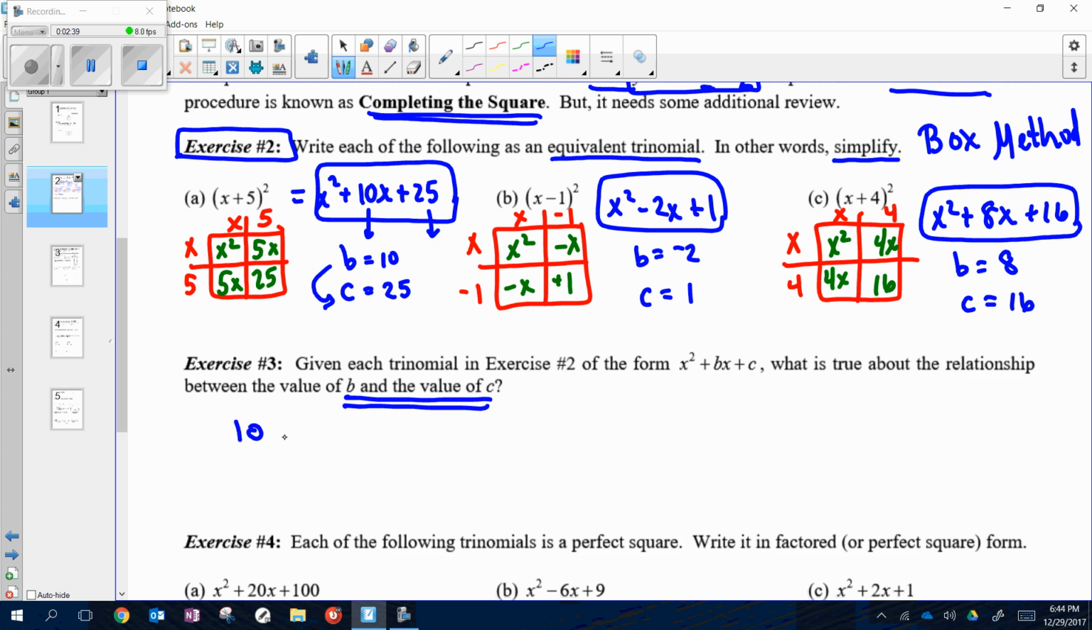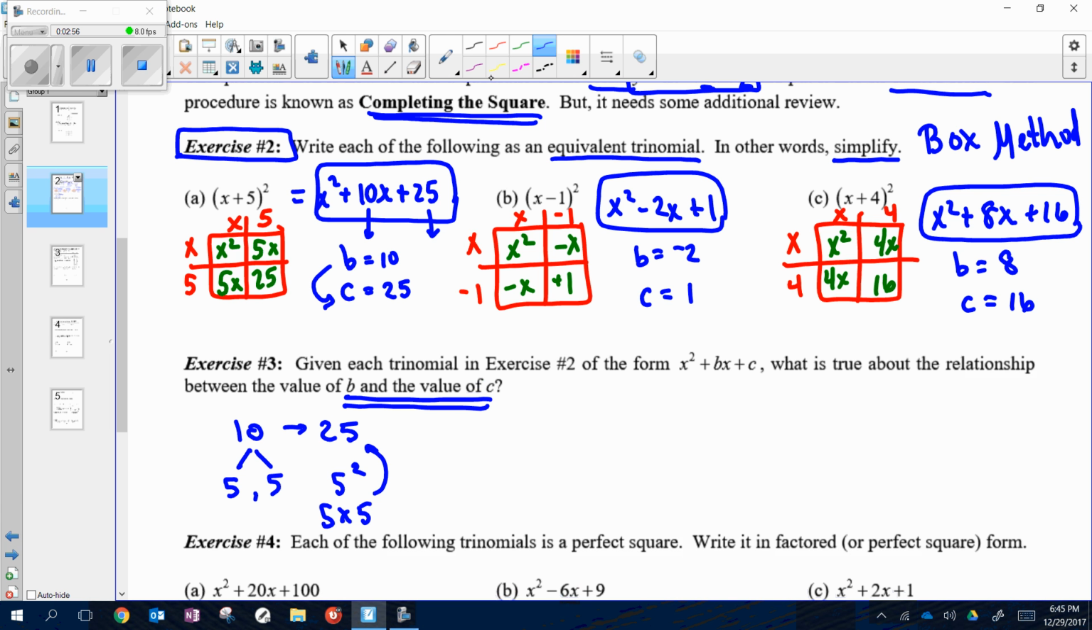Okay, so let's look at b to c in the first example. 10 to 25. How did I get from 10 to 25? Well, I took half of this number, 5 and 5, and then I squared that number. In other words, 5 times 5 to get the 25.